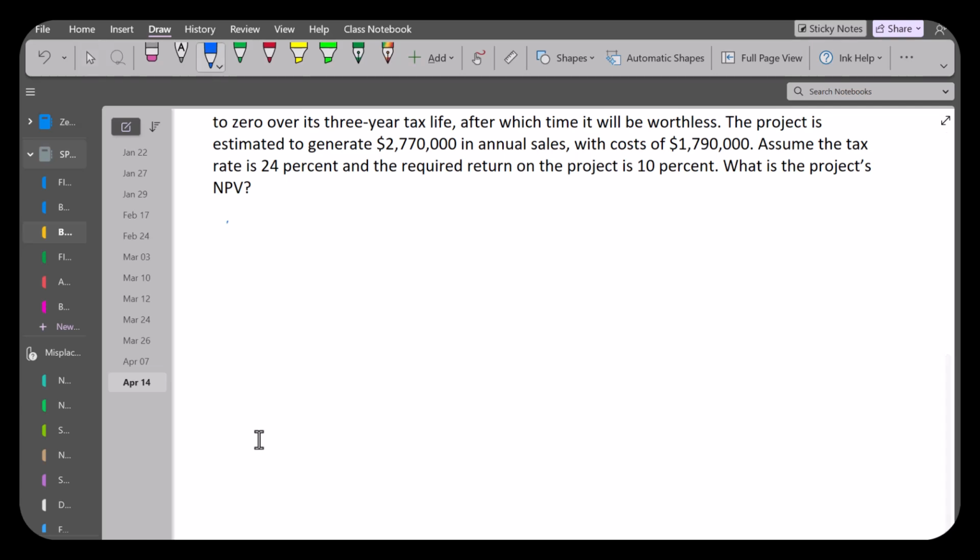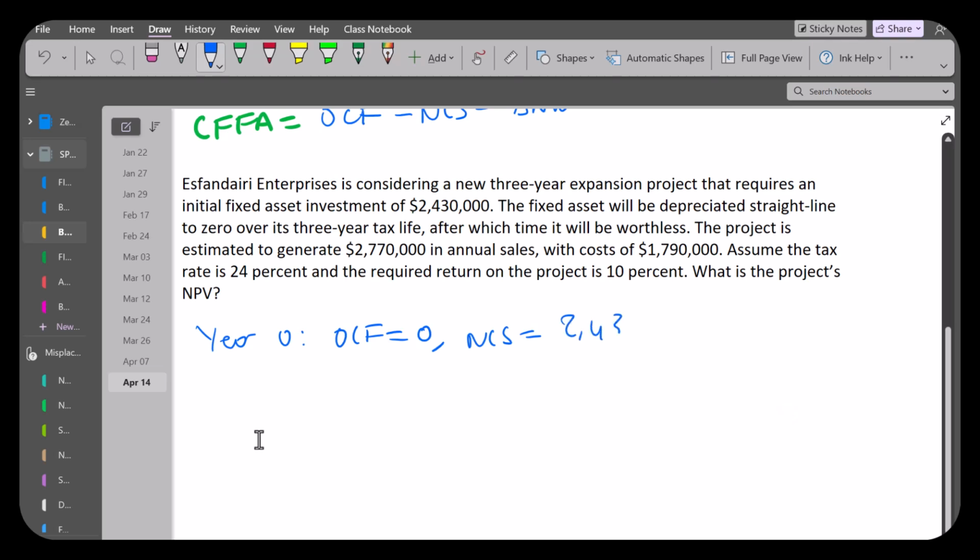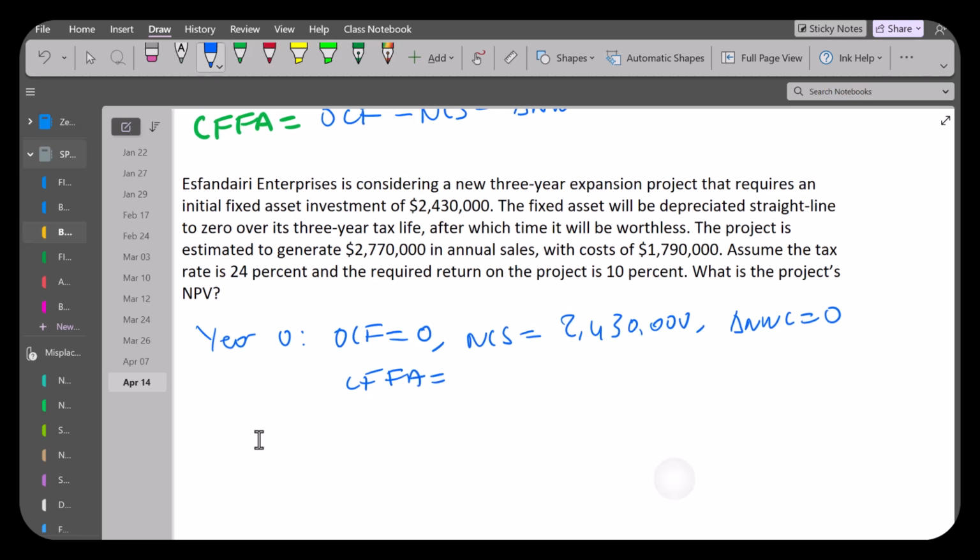Well, let's think about year zero first. We know that OCF is zero. Net capital spending is, it doesn't talk about anything related to net working capital. So change in net working capital is zero, hence cash flow from assets is negative.